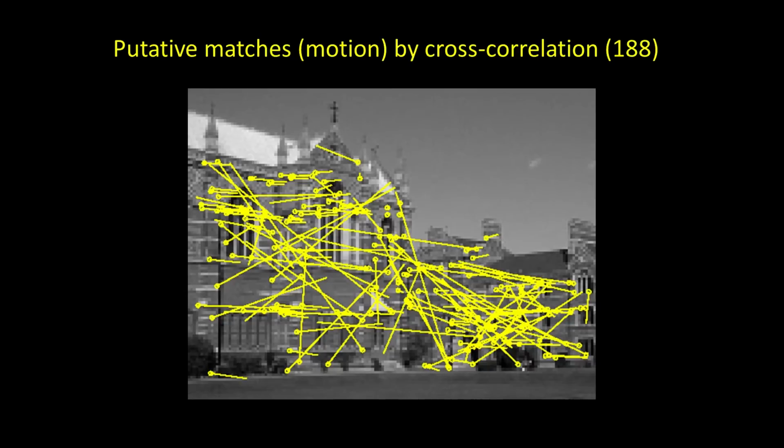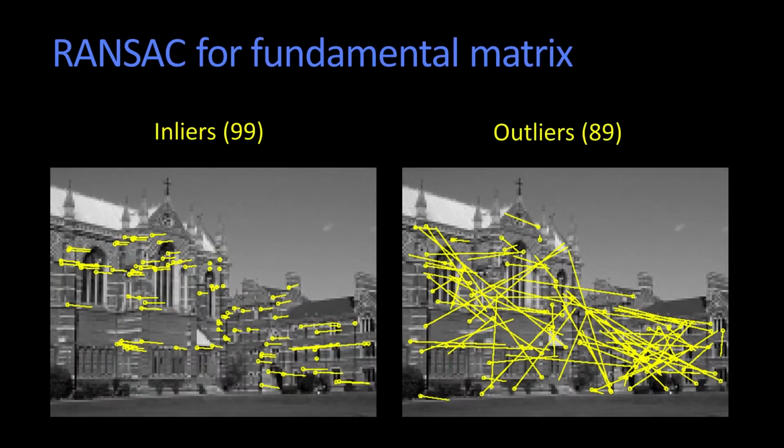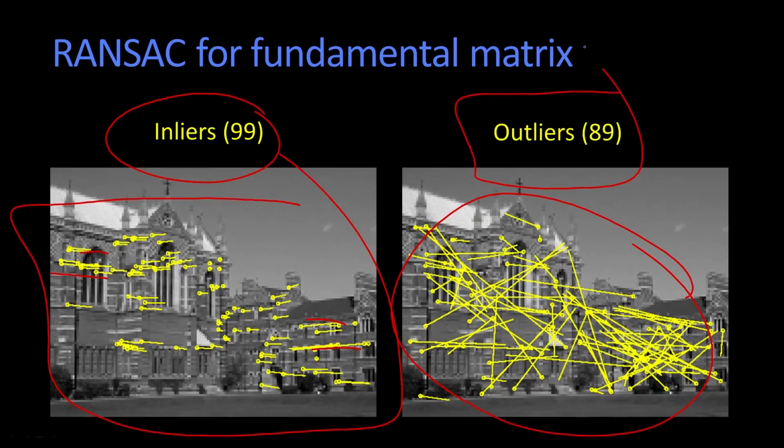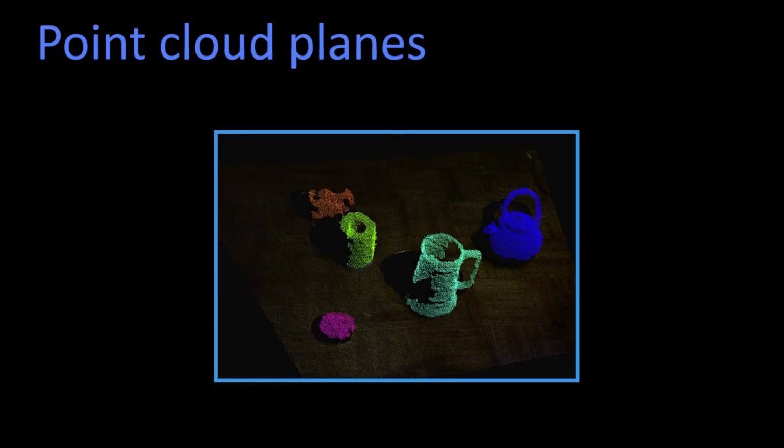So here we have 188 putative matches done, in this particular case through cross correlation. When you run RANSAC, well, now you find a fundamental matrix that has selected out these points, and you see how they all are lined up nicely. And there were 99 inliers. And here are these points, and you see how they're all lined up not so nicely, like not at all, because they're just outliers. Their matches were just noise. So this is a case where 50%, more or less, of the matches were wrong, and yet RANSAC can handle that.